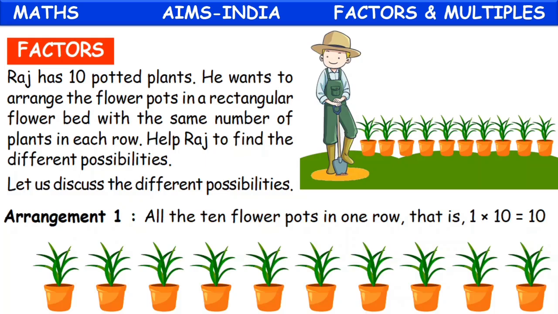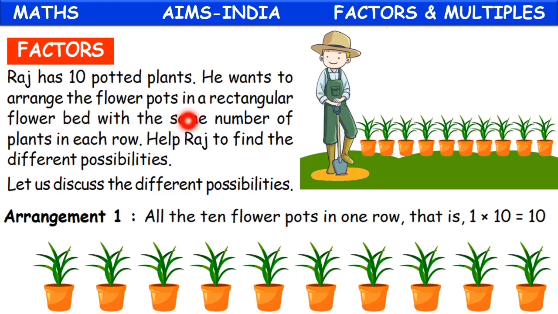Do you remember what we learnt in the previous class? Yes, we learnt about divisibility rules of 2, 3, 5, 9 and 10. Now in today's class, let us look at factors. What are we going to learn? About factors.